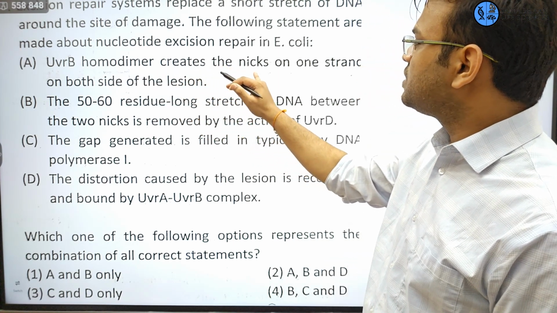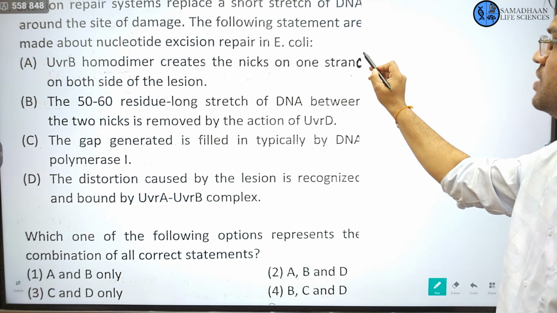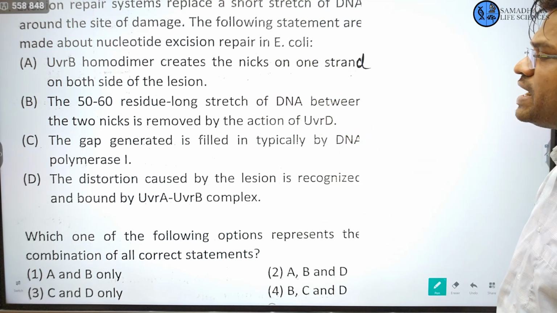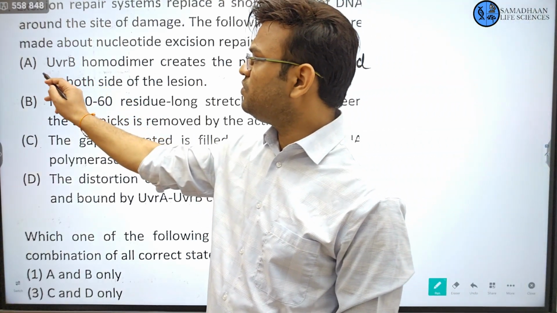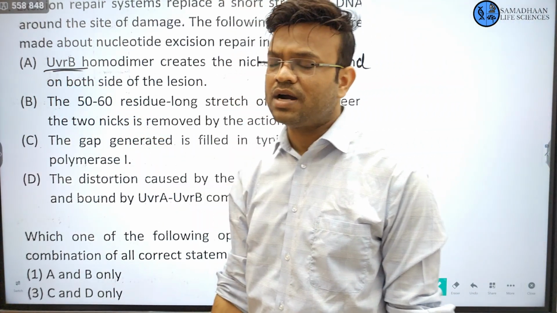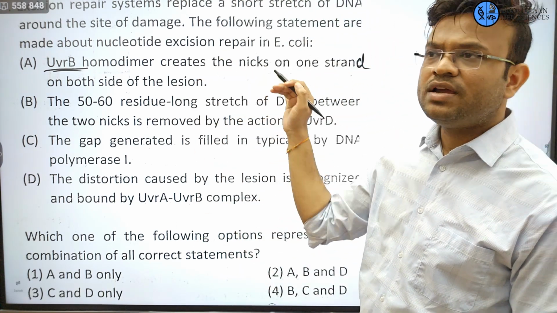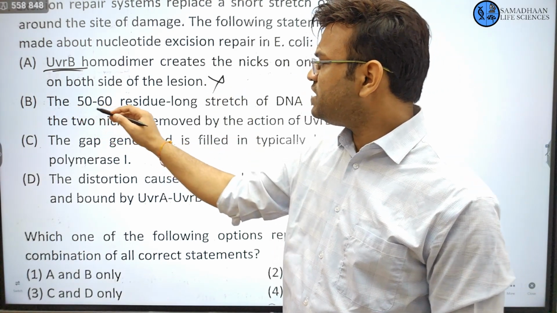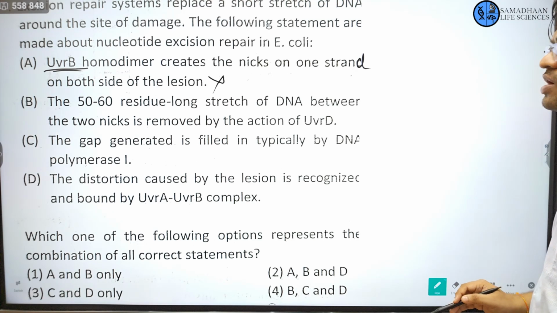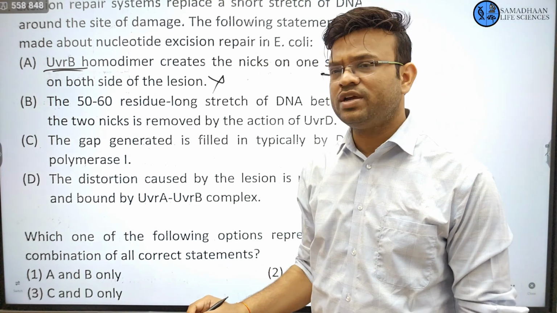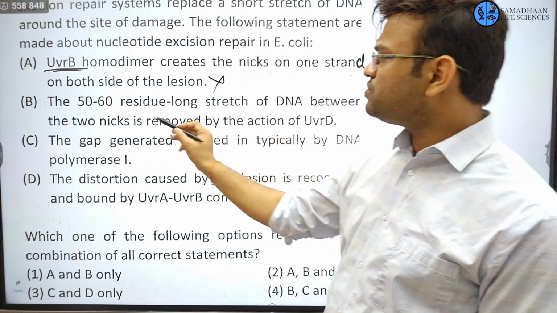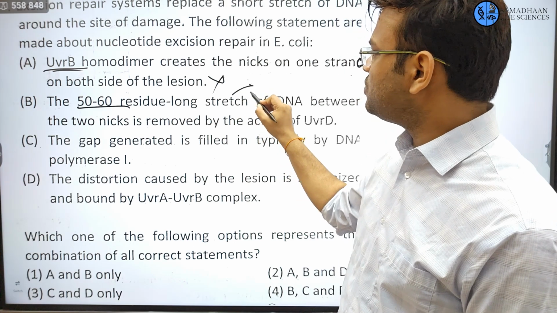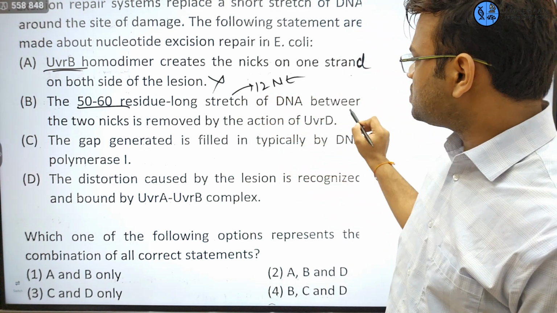UVRB homodimer creates the nick on one strand on both sides of the lesion. So this statement is not correct. UVRB does not create a cut. It does not create a nick. It is UVRC that creates the nick. So this option is wrong. The 50 to 60 residue long stretch of DNA between the two nicks is removed by the action of UVRD. No, the 50 to 60 residue long, this is not the length of the residue. It is roughly around 12 nucleotides. So this is also wrong.